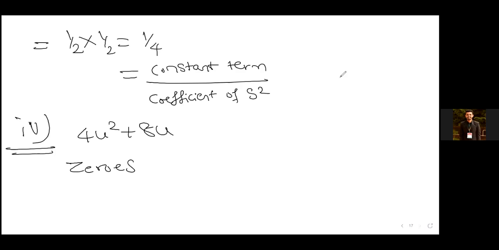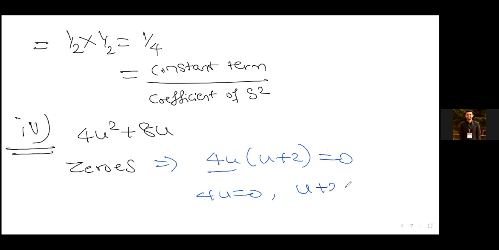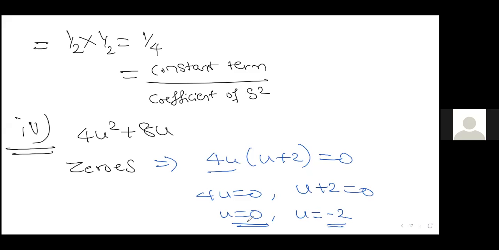Yes, how to find out the zeros? No, I didn't get any reply. I'll tell you. This can be simplified as 4u into u plus 2, right? Which is equal to 0. So taking 4u is equal to 0 and u plus 2 is equal to 0. Therefore, u is equal to 0 and u is equal to minus 2. These are the two zeros of this polynomial.